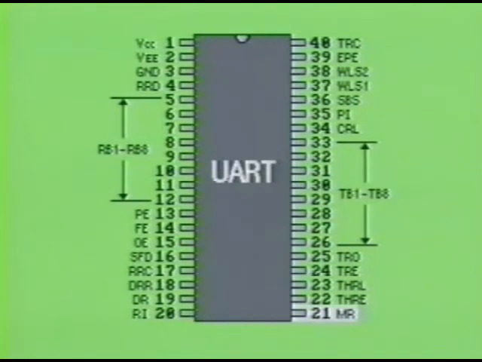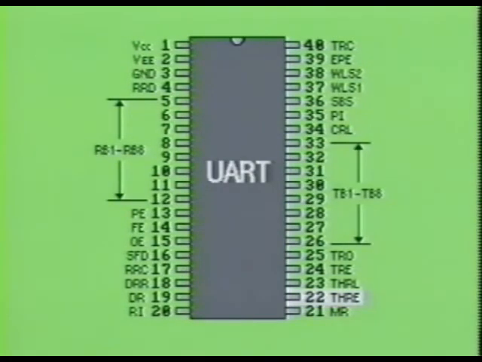Pin 21 is labeled MR and is the master reset. A short pulse applied to this pin will reset the registers and flags in both the receiver and transmitter sections. Pins 22, 24, and 25 will be set high, while all other registers and flags will be set low.